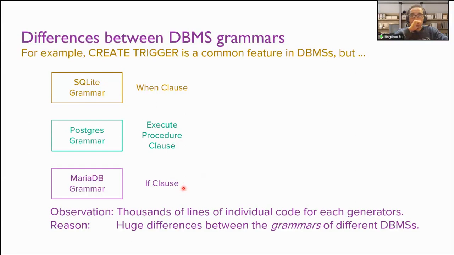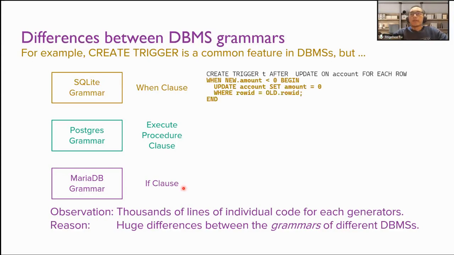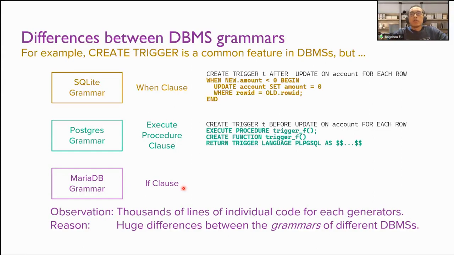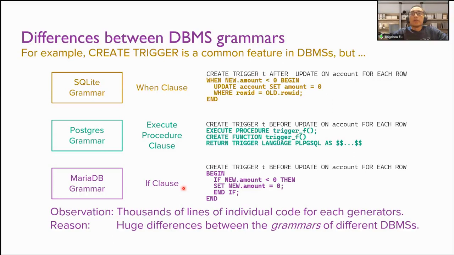We know the trigger is a common feature in DBMSs. However, the grammar of trigger creation is much different, even in the most popular DBMSs. For SQLite, you need to use the when clause to represent the conditions of the trigger. For Postgres, you should create a function and use the execute procedure clause to target the function. While for MariaDB, you will use the if-then clause.